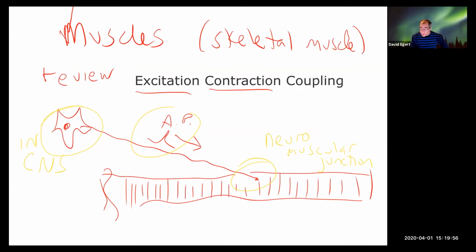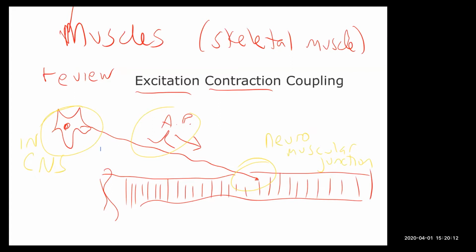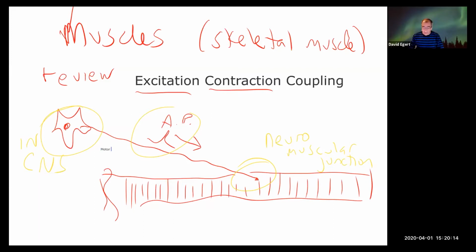And then at the neuromuscular junction, what happens? What is released at the neuromuscular junction in order to excite the muscle? Acetylcholine. Exactly. Cholinergic. So the motor neuron releases acetylcholine, which then is going to bind nicotinic cholinergic receptors on the muscle cell.